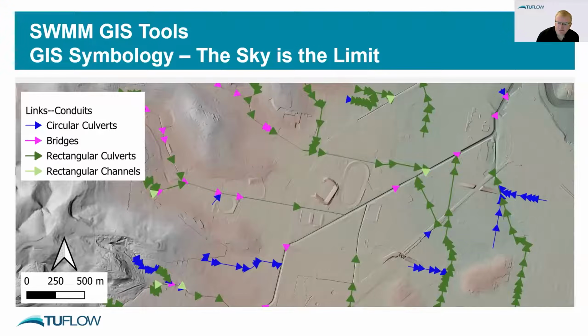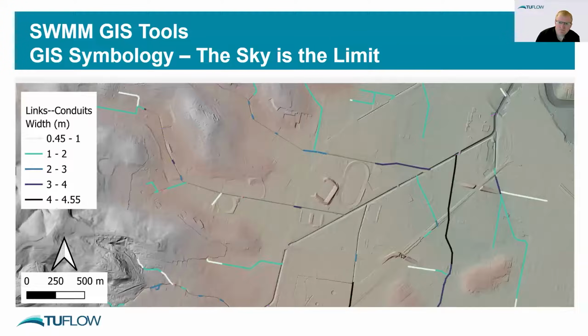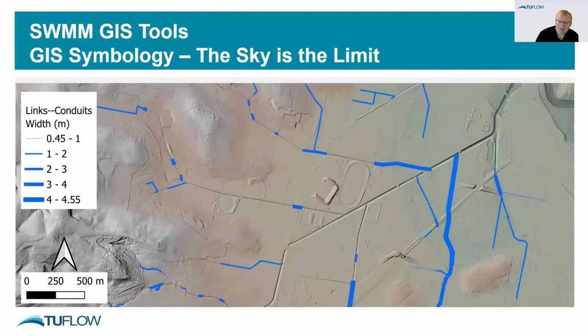This way we're looking at what the different kinds of links are, and they're colored by the links. We can also color it by the width, right? So the darker colors are a wider conduit. Instead of coloring, we can actually make the width of the lines based on the widths.